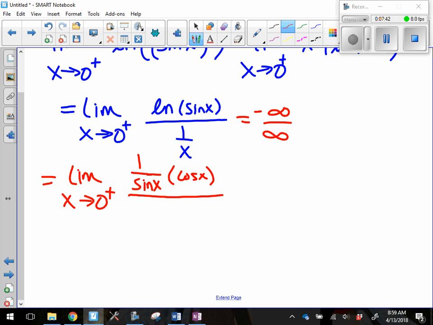And then Maggie, how about the denominator? That would be the integral, but I don't want to take the integral. I want to take the derivative. Sari, what's the derivative going to be?